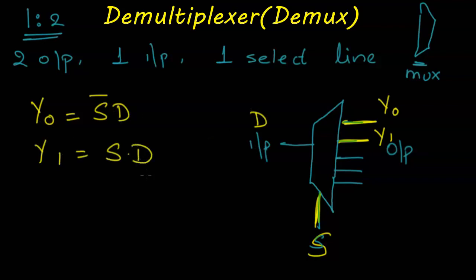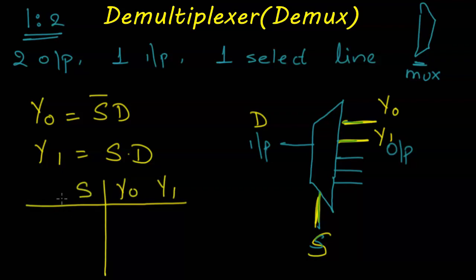Let's see the truth table behind this. We have my outputs Y0 and Y1, S, and my input D. My input is always going to be D. So when my select line is 0, D gets projected at Y0 and Y1 gets 0. Again, when my select line is 1, this input D gets projected at Y1 and Y0 gets a 0.